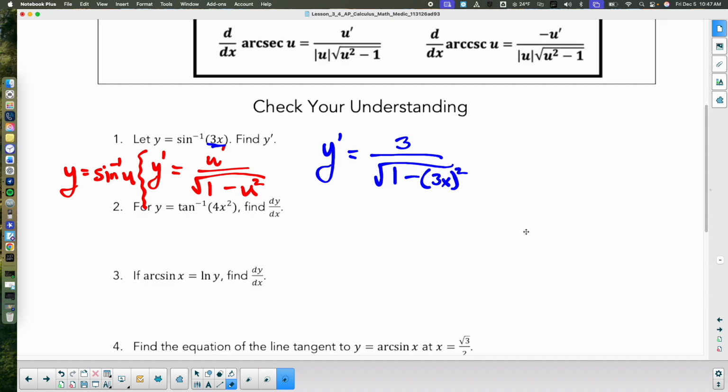Okay, should I skip number 2 since it's pretty much the same thing, or do you want to do number 2 together? Do number 2 on our own. On your own. Okay, go for it.